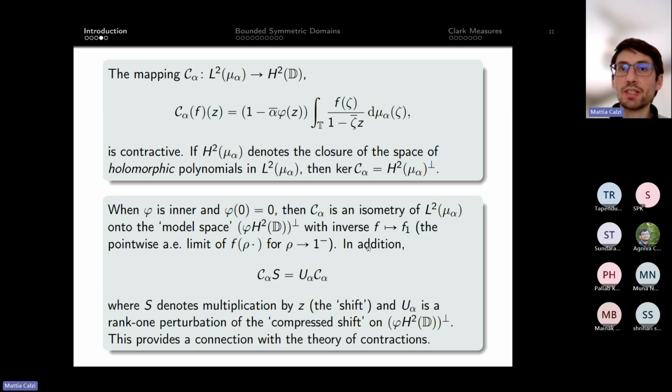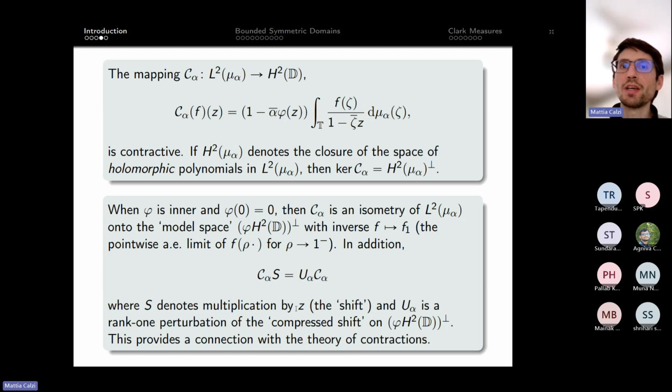And the result by Clark is that this normalized Cauchy transform acts as an intertwining operator between the shift, which is multiplication by z on L2 of mu alpha, and this is a unitary operator, a diagonal operator in some sense, and some unitary operator on this model space, which is a rank 1 perturbation of the compressed shift.